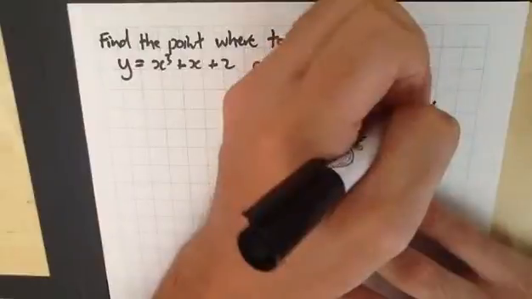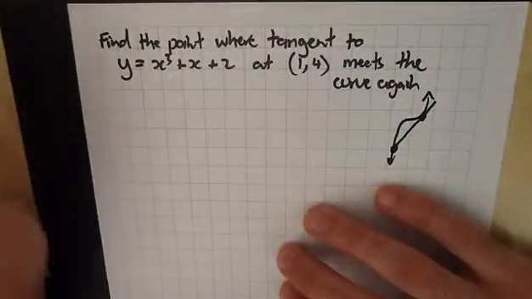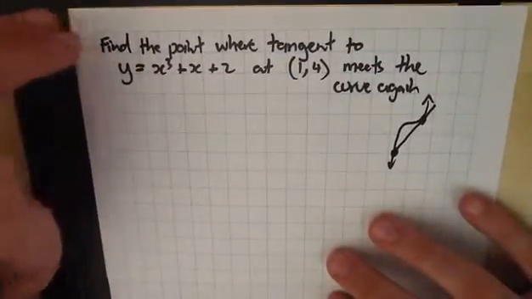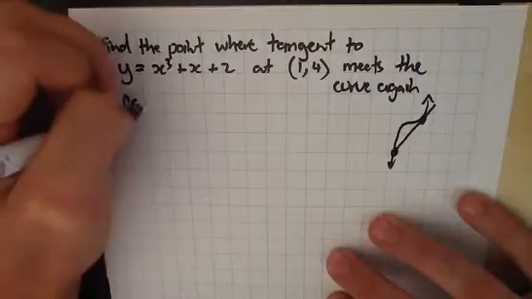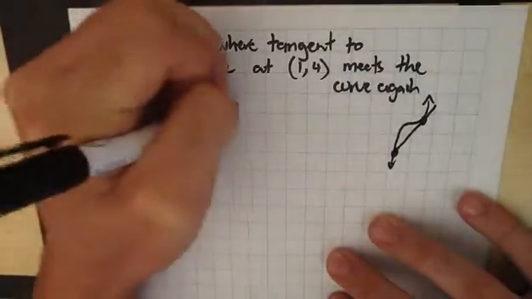So you get the tangent meeting the cubic at two different points. Okay, so how would I do this? My function is a cubic. It is x cubed plus x plus 2.